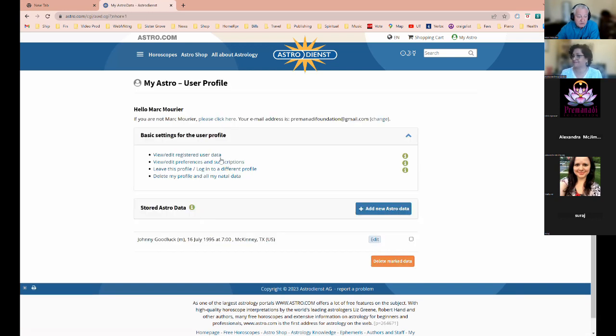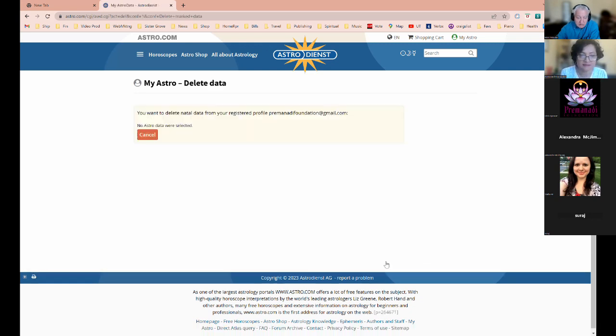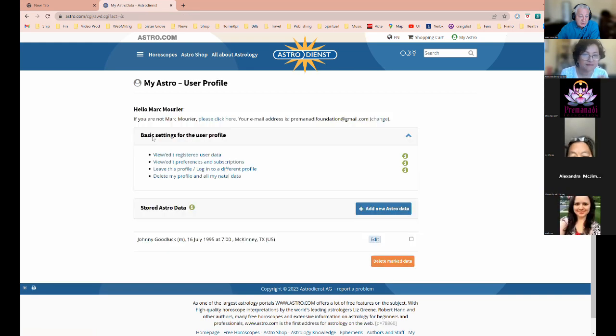Okay, it said here there was an error. I don't know what happened there. Let's see. Add new astro data. Delete. Marked detail. Okay, delete. Marked detail. So just go into the edit. You want to delete? Okay, cancel. No astro data was selected. Okay, so edit.